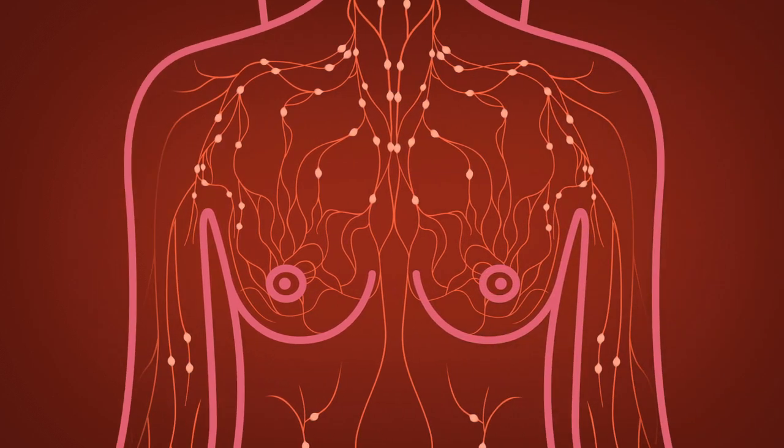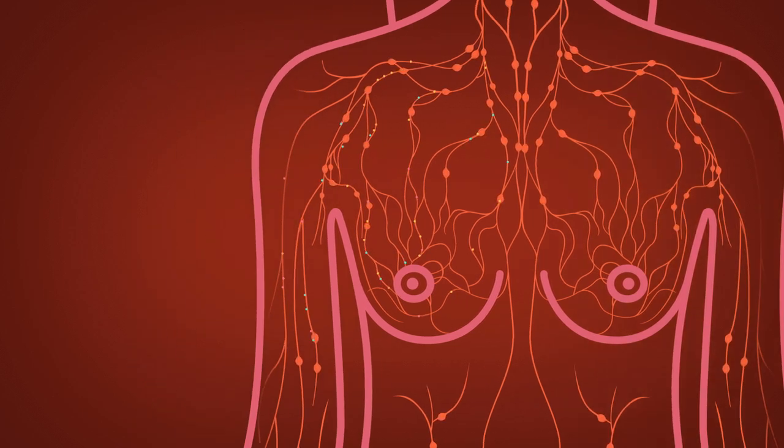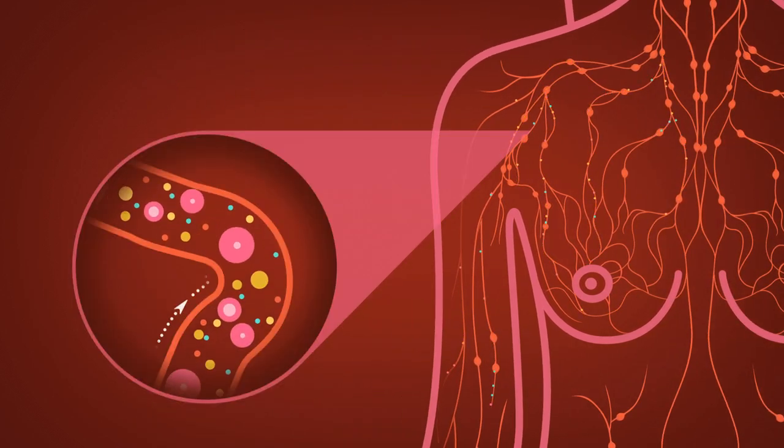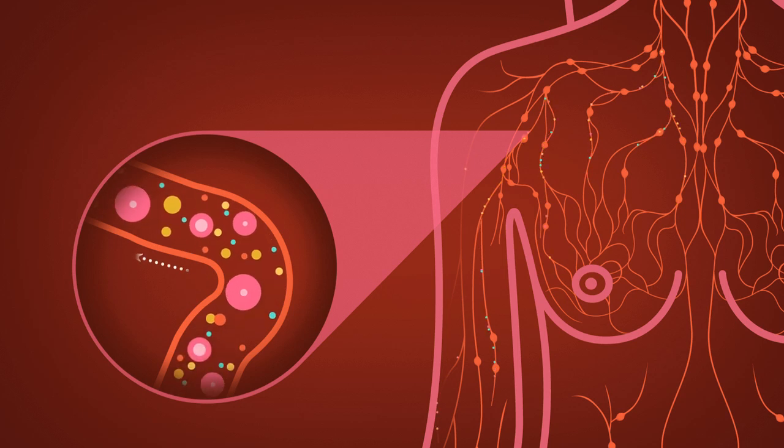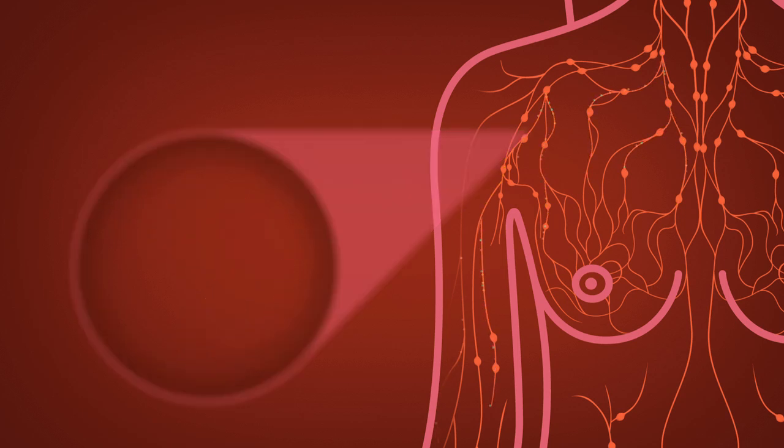Clusters of bean-shaped lymph nodes are fixed in areas throughout the lymph system. They act as filters by carrying abnormal cells away from healthy tissue.